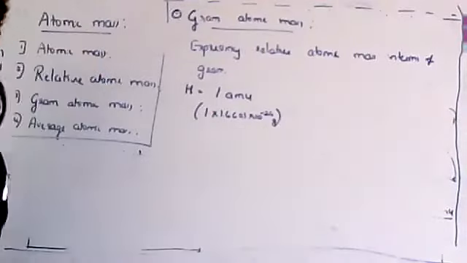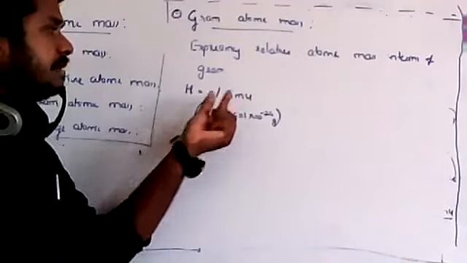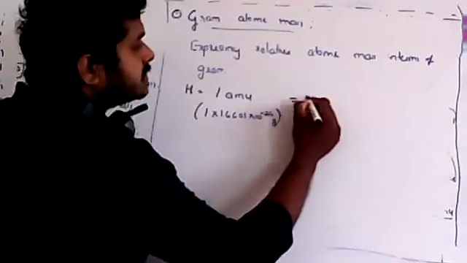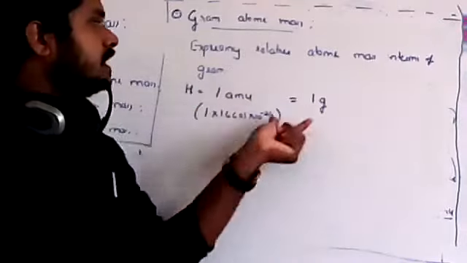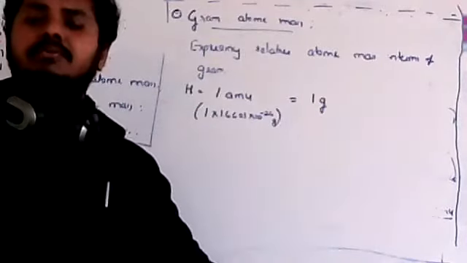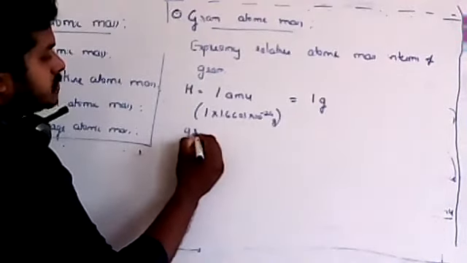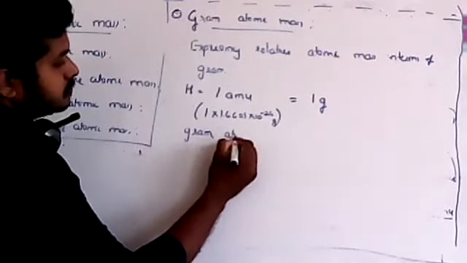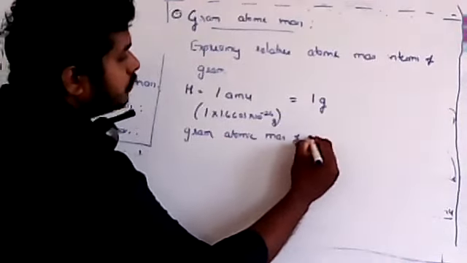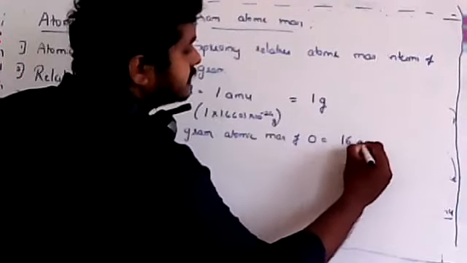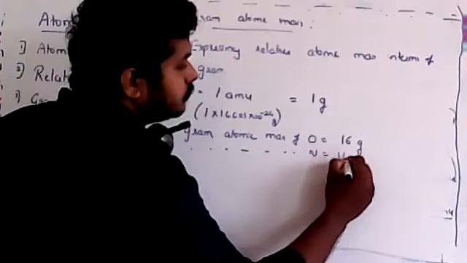But for our daily usage, we cannot depend on this one. Instead of using AMU, I can just express this as 1 gram. Expressing the relative atomic mass in terms of grams is called gram atomic mass. Got it? For example, the gram atomic mass of oxygen is 16 grams. Gram atomic mass of nitrogen is 14 grams.